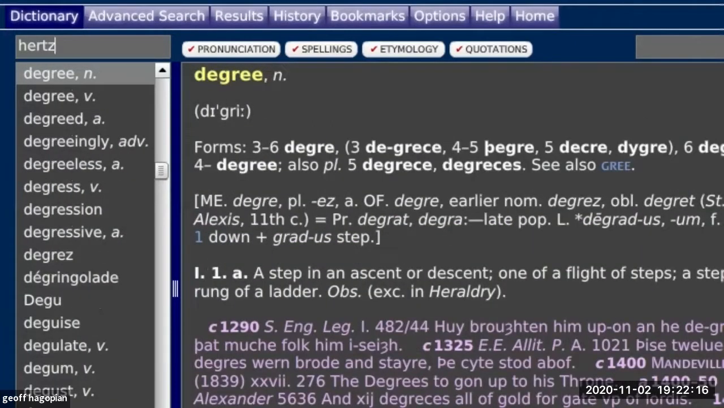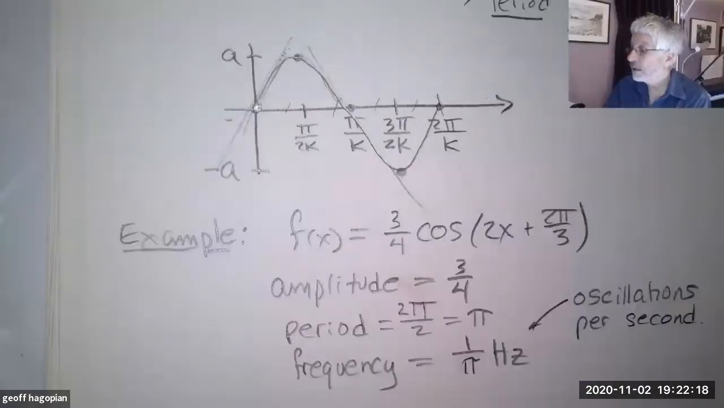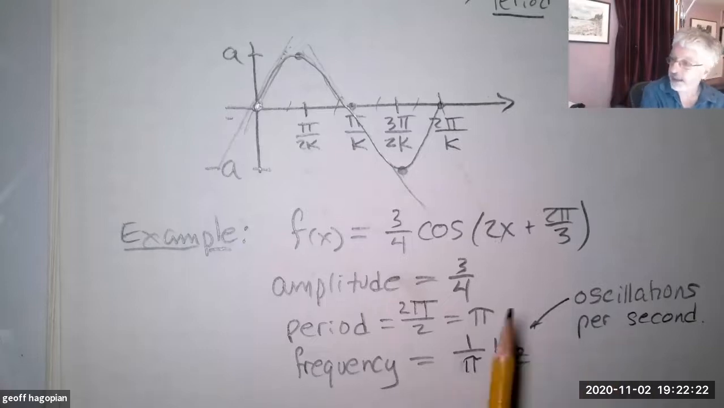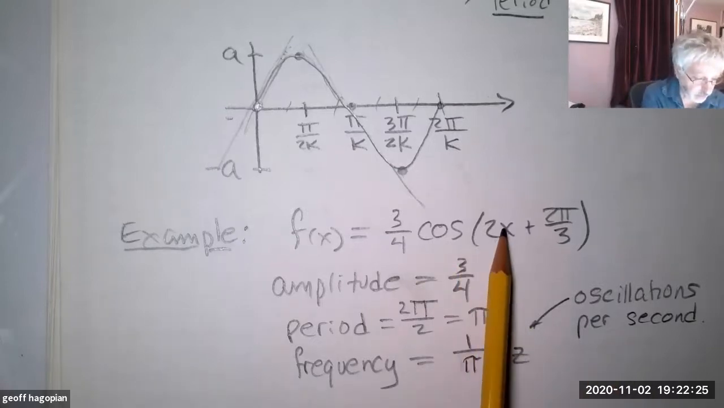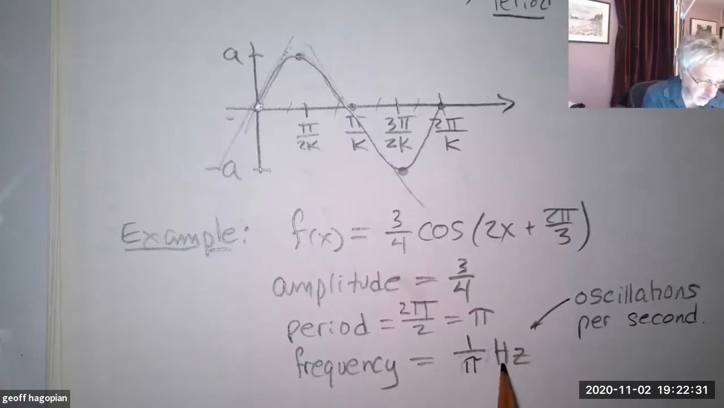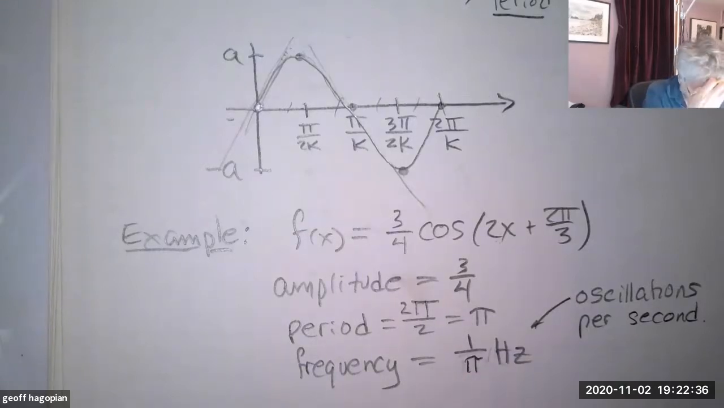Okay, so let's go back and see what do we have here. Oscillations per second. It was sort of not explicit here that our variable was in units of seconds. But if I'm going to call these hertz, then we'd have to say 1 oscillation per pi seconds, or 1 over pi oscillation per second. Either way, right? So then we also have the phase shift.